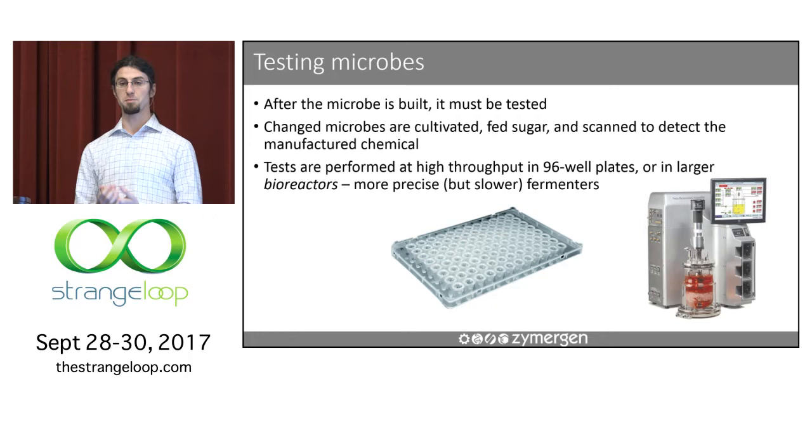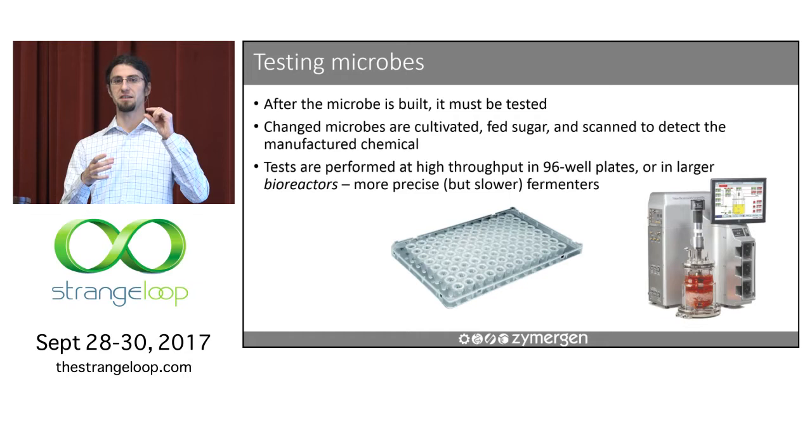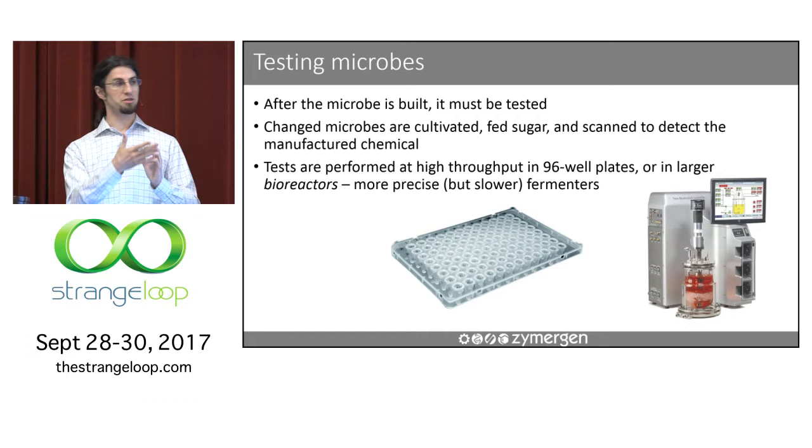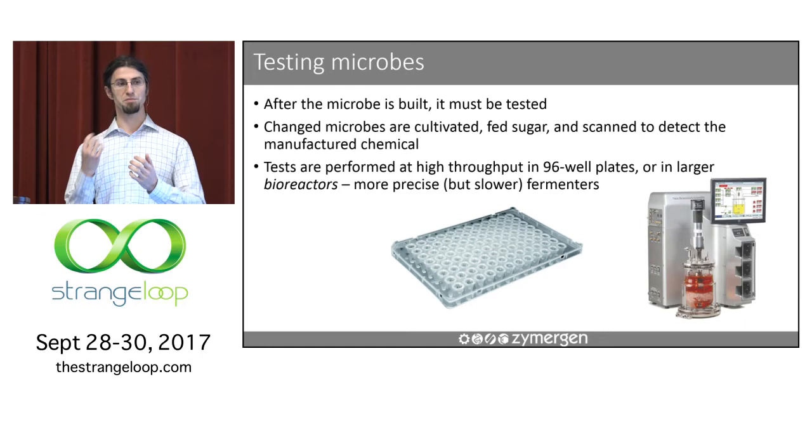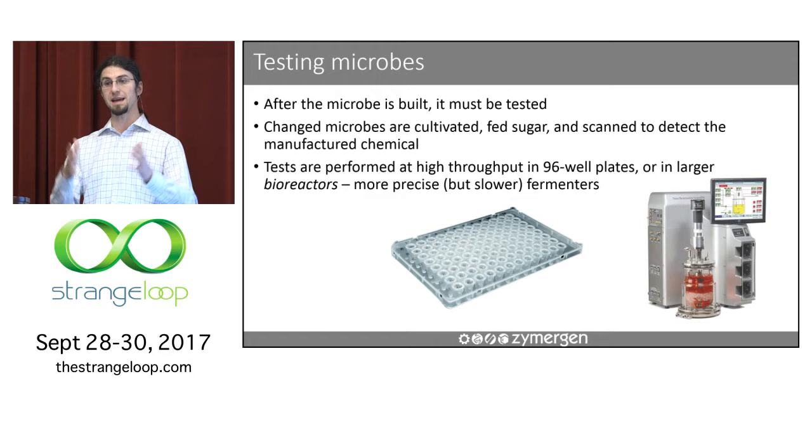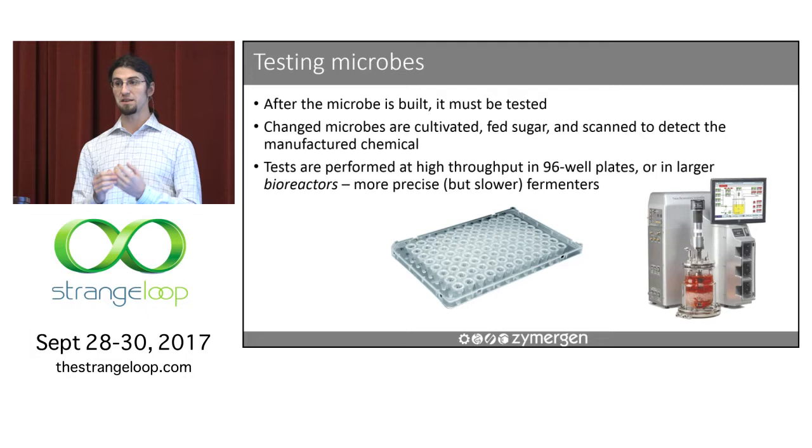In the test process, we perform industrial fermentation by either taking at small scale something called a plate, which is about an index card-sized piece of plastic with 96 small wells in it that can be filled with liquid, or we can work in a larger bioreactor, which is the vessel shown on the right. Bioreactors are anywhere from a liter to 5 gallons, and they offer a more precise test, but they are slower and more expensive to run, and they take up more bench space, so you can't run as many distinct microbe variants in bioreactors. And the basic process is the same in either.